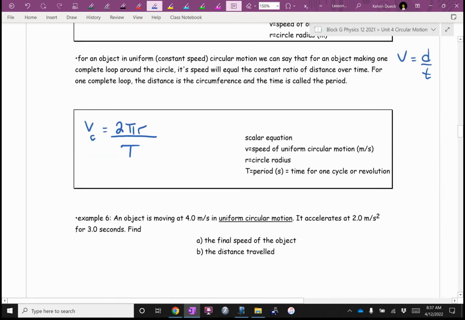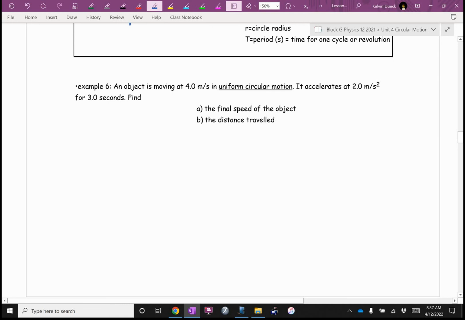Yeah, okay. Example 6: an object is moving at 4 meters per second in uniform circular motion. It accelerates at 2 meters per second squared for 3 seconds. What does it want me to find? It's on your sheet in front of you, too. You can read. Okay. Now you're following along with us? Good. What does it want me to find? Good. What's the answer?